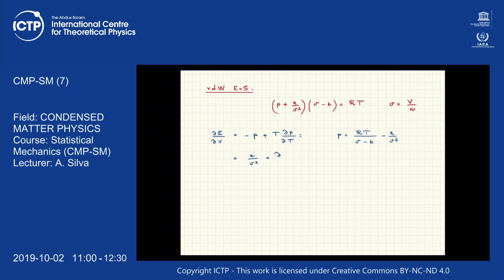Which is, by the way, also equal to the derivative of the energy per mole with respect to the volume per mole, right? If I divide both energy and volume by the number of moles, I will get this. All right, so now if I integrate this equation, what do I get? I get that my energy, which is a function of T and V, is going to be equal to minus A over V plus some function of temperature, which is not specified by this equation. Okay? This is going to be the expression for my energy by integrating this object.